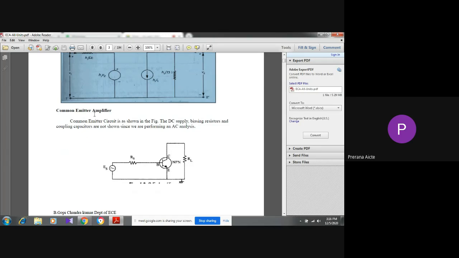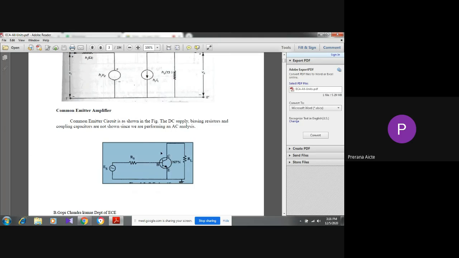Now let's take the common emitter amplifier. We have three BJT amplifiers: common emitter, common base, common collector. In a common emitter amplifier, base is the input terminal, collector is the output terminal, and emitter is the common terminal, or we can ground this emitter terminal. So this is the common emitter amplifier. In common emitter, base is the input, collector is the output.